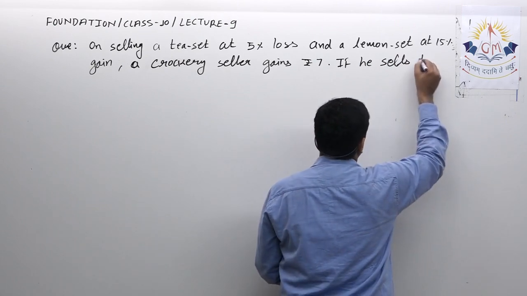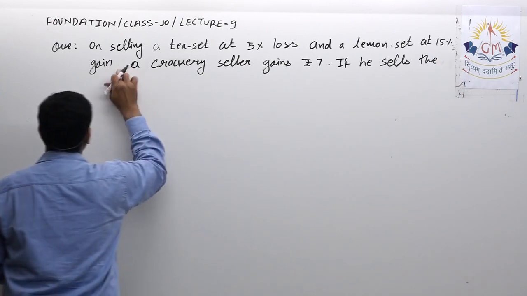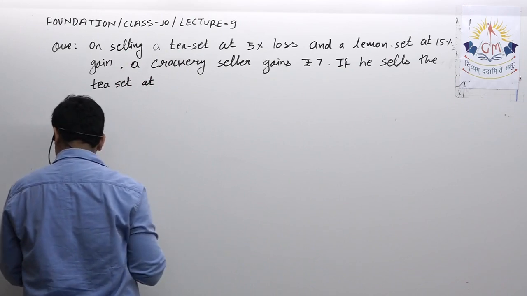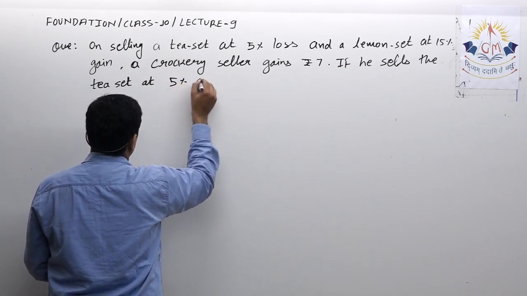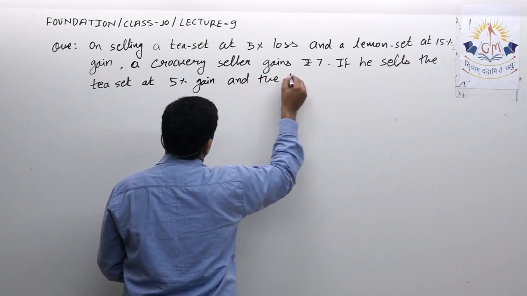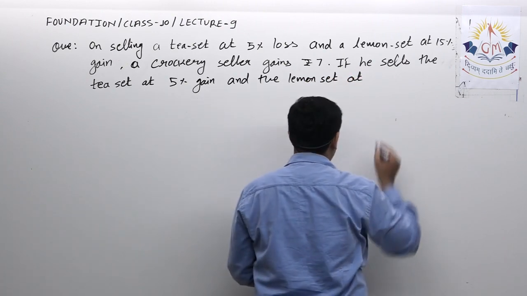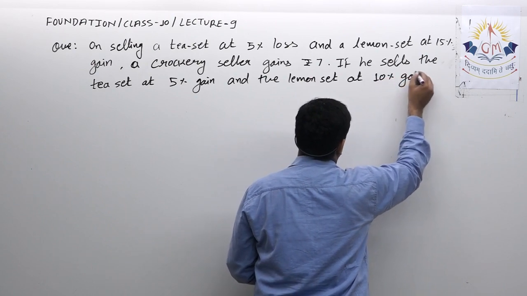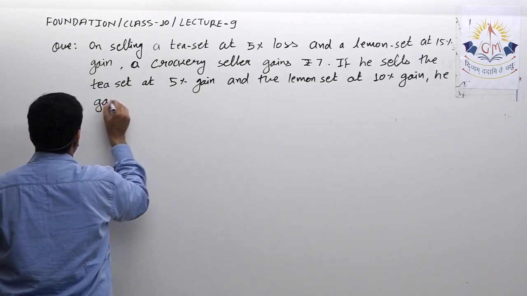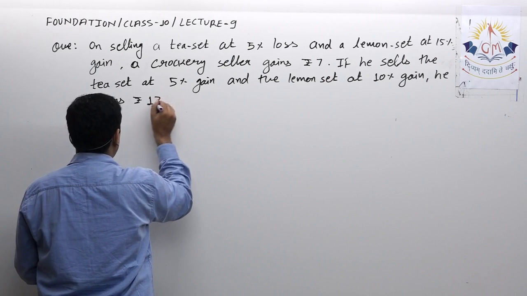If he sells the tea set at 5% gain, and the lemon set at 10% gain, he gains rupees 13, 1 3, not 30.